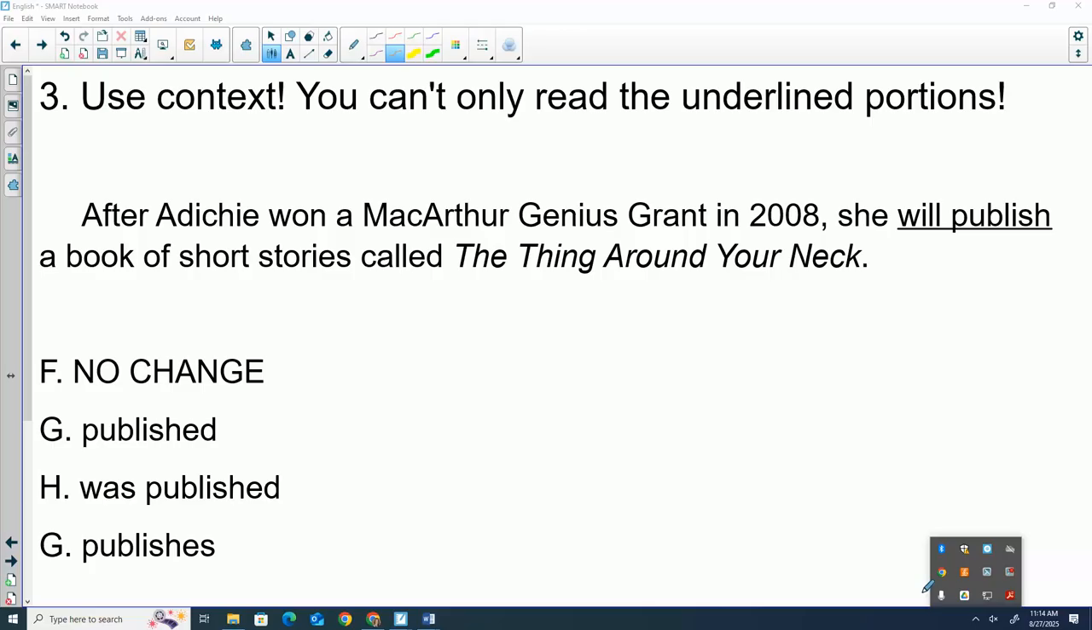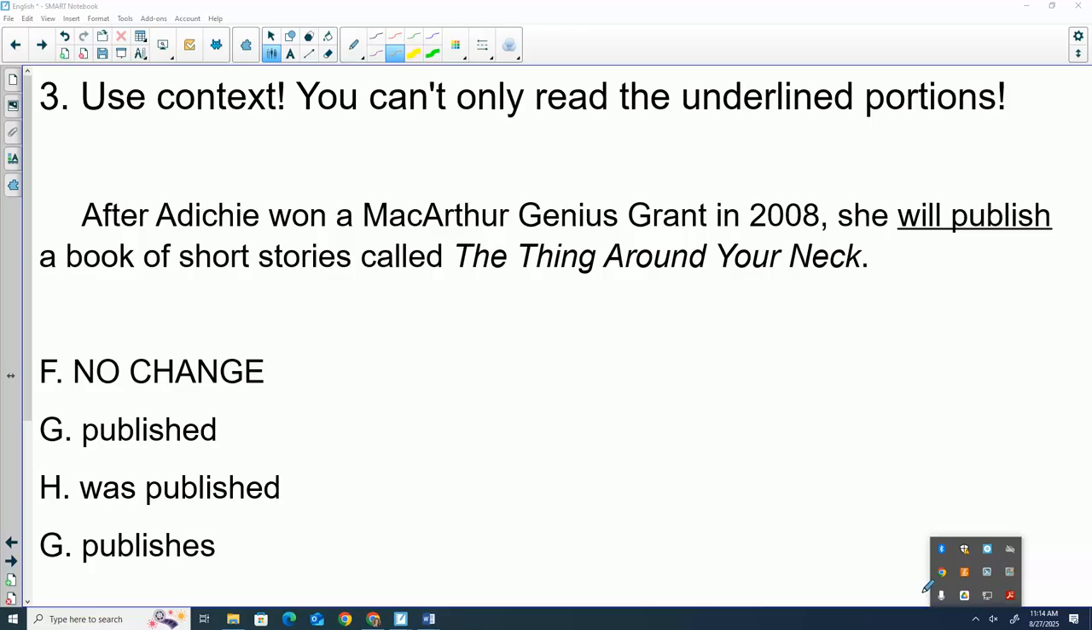Make sure you're not only going through the passage and reading the things that are underlined. You do need to read the rest of the sentence so you have some context and you can make your choices. So after Adichie won the MacArthur Genius Grant in 2008, she will publish a book of short stories called The Thing Around Your Neck. Okay. So when I look at this, will publish. What do we need to do here?